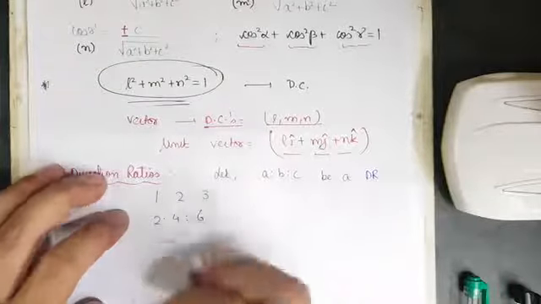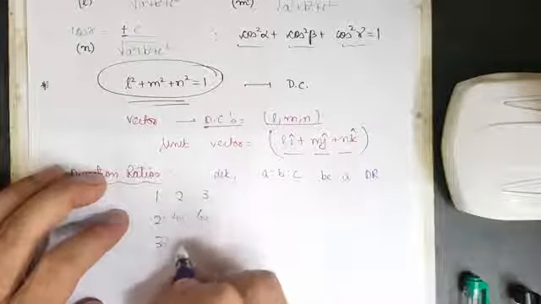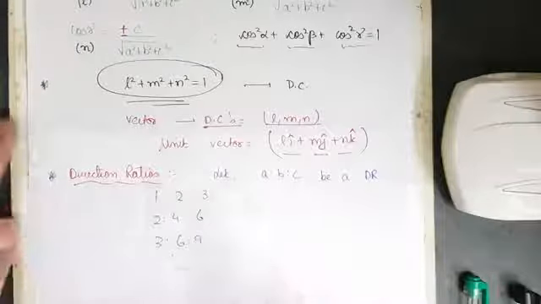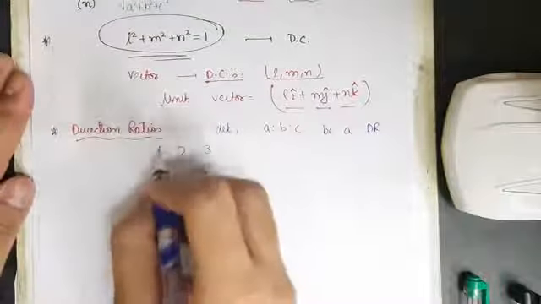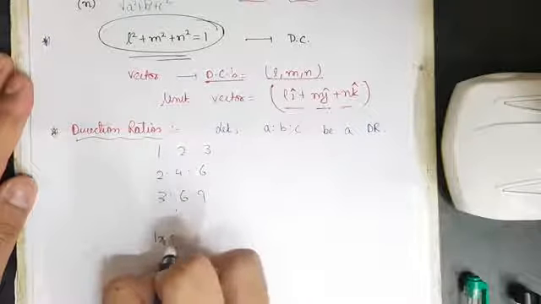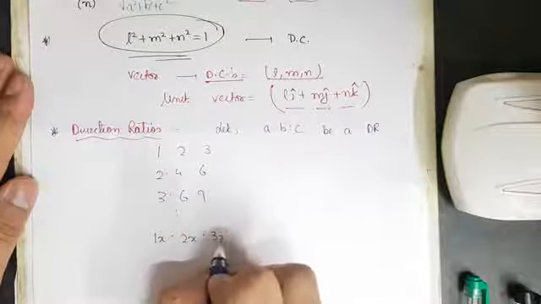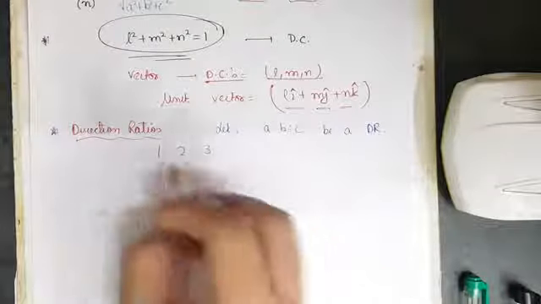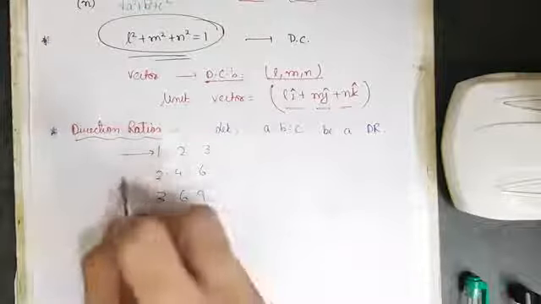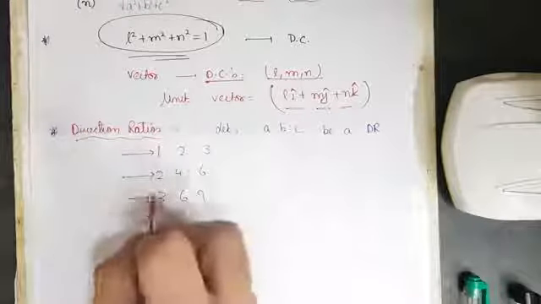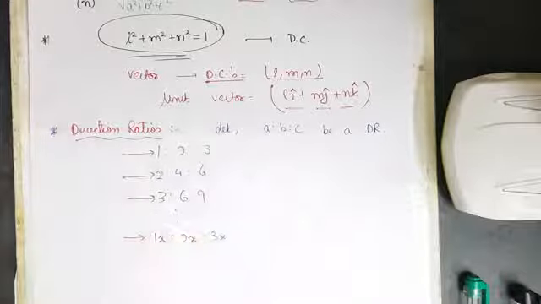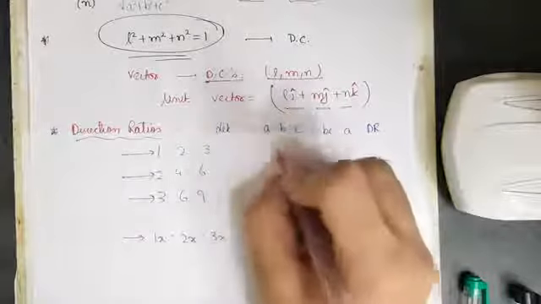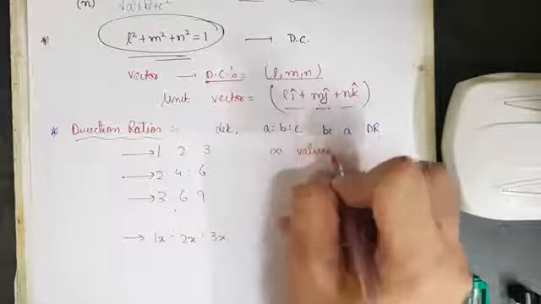On the next step, we can multiply by 3 and get 3 is to 6 is to 9. Similarly we get the ratio 1 is to 2 is to 3 here. Net, what I can say is that if we multiply 1 by any number x, that is 1x is to 2x is to 3x. So a direction ratio can have infinite values for any vector. It was 1 is to 2 is to 3, here we have 2 is to 4 is to 6, here we have 3 is to 6 is to 9, similarly x is to 2x is to 3x. So we have infinite values of direction ratios for a particular vector.